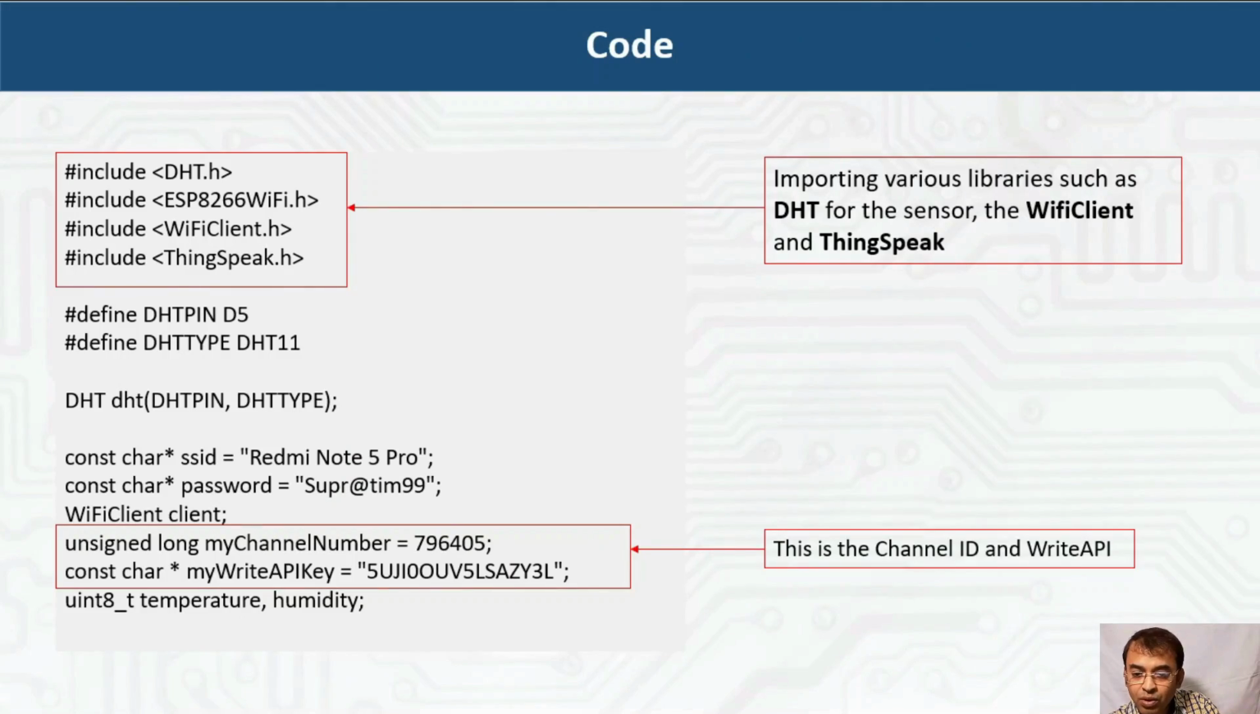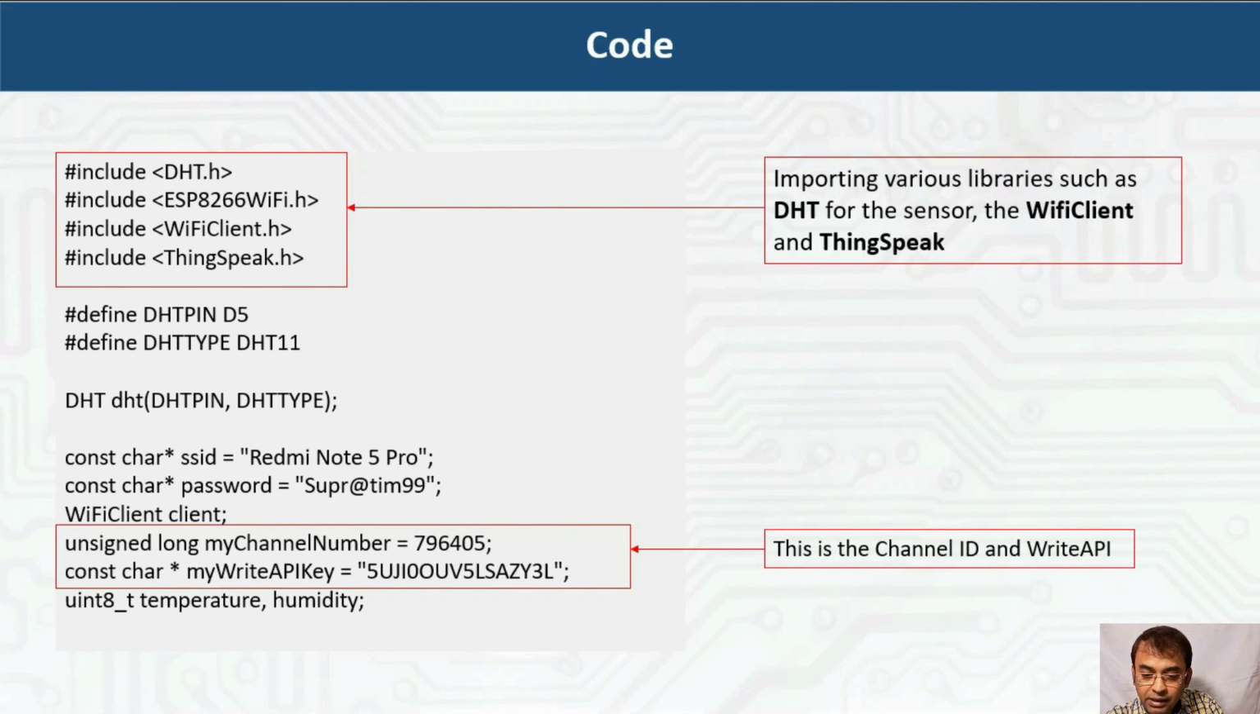So this is the code. So I have used dht.h file, that is DHT library, then ESP8266 Wi-Fi.h library, then Wi-Fi client library, and the ThingSpeak library. So already I told you I have used D5 pin for output pin for NodeMCU.